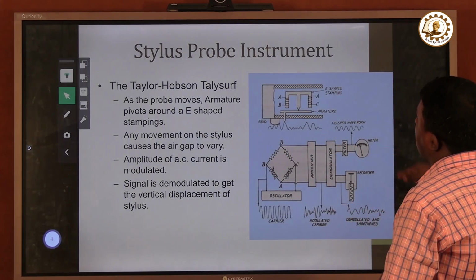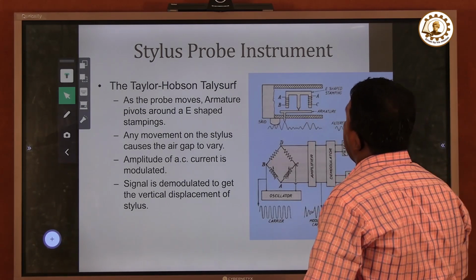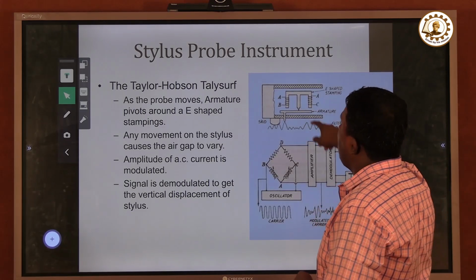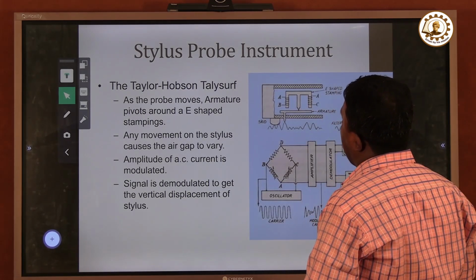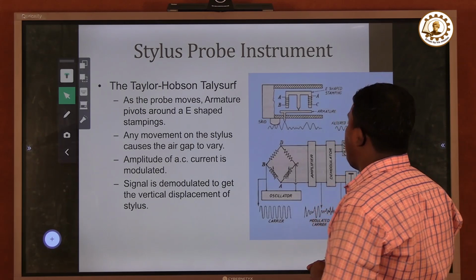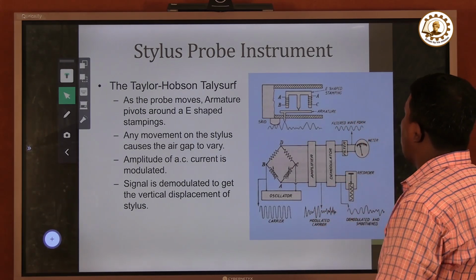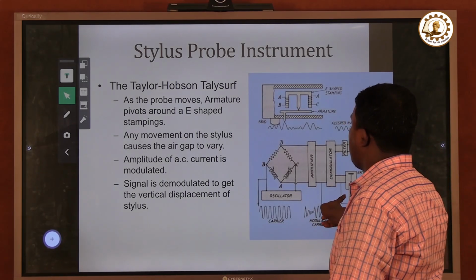As the probe moves, you can see the armature that is given here. This armature pivots through the E-shaped stamping, and any movement of the stylus causes the air gap to vary, and the amplitude of the AC current is modulated, and the signal is demodulated to get the vertical displacement of the stylus.